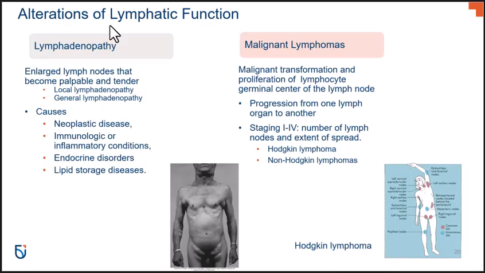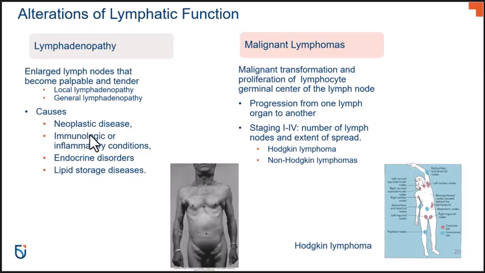Let's move on now and talk about alterations in lymphatic function. The term lymphadenopathy is when lymph nodes enlarge enough that they become palpable, meaning you can feel them. They become tender. They might be local to one area, or they could be generalized throughout the body. We can see some swelling here. This is an example of lymphadenopathy. You can see it a bit in the axillary region as well, and then most certainly within the groin.